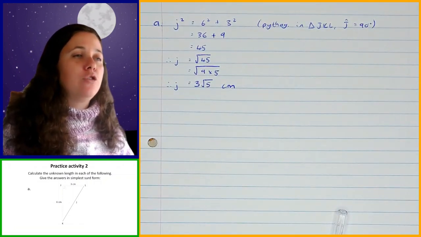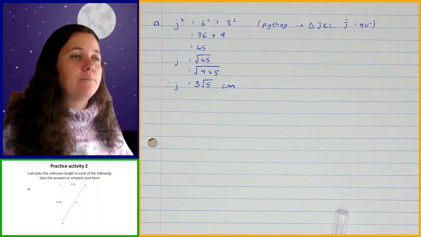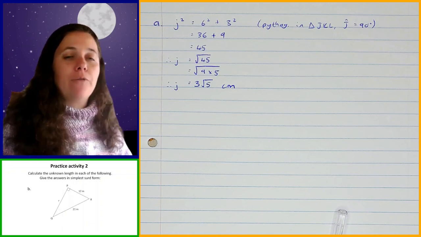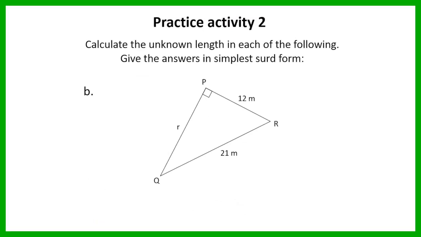Question B, you're going to do the same process here. You have got triangle PQR. You need to work out the value of R, which is on PQ, and you have been told that PR is 12 meters and QR is 21 meters. And I'm going to give you 2 minutes for this question as well.